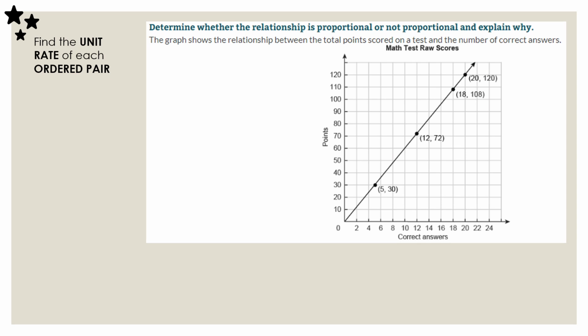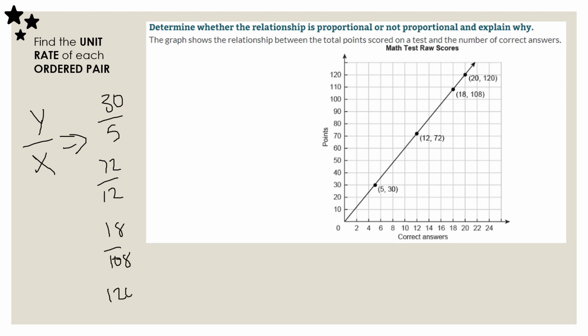Okay, so we're going to take a look at these terms. We need to turn them into fractions of y over x for each of our ordered pairs. So the first one will be 30 over 5. The second one will be 72 over 12. Then we'll have 18 over 108. And then lastly, we'll have 120 over 20. All right, let me get some equal signs in here because we are going to find their unit rate.